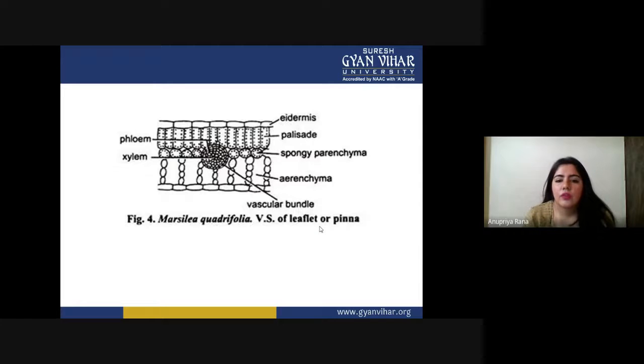This is an anatomical portion of the leaflet. Like first and second, you can see the upper and lower layers of epidermis. After the epidermis, we start having the mesophyll tissue, in the form of the upper palisade tissue just behind the epidermis. After this, we have the spongy tissue, and at the lower portion we have the parenchyma.